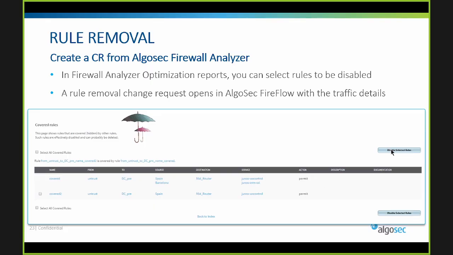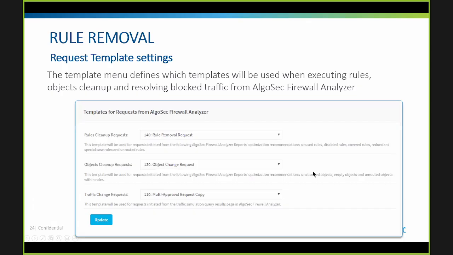So we can disable selected rule, goes to Fireflow, and it fills out the template for rule cleanup, 140 rule removal request. And it actually says unused, disabled, covered, redundant, special case, and unrouted rules. And for objects, this is the template that gets used for the object, unattached objects, empty objects, unrouted objects within rules. And when we do the resolve button in the traffic simulation query, it uses the template we specify here. This is all how it hangs together.